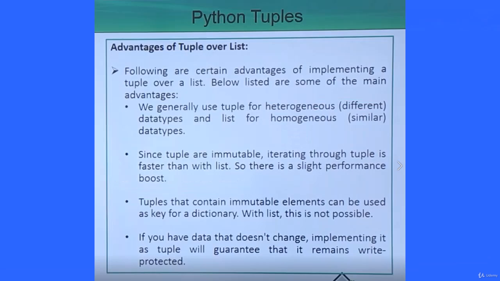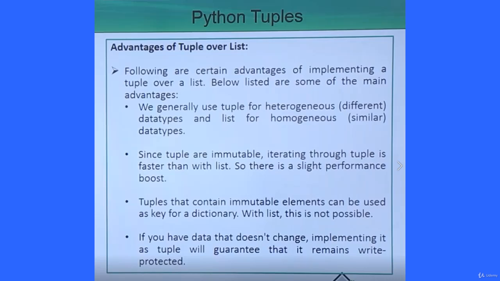Advantages of tuple over list. Following are certain advantages of implementing a tuple over a list, and below are some of the main advantages. Why should I learn tuple here? We generally use tuple for heterogeneous different data types, and the list will generally hold homogeneous data. Obviously a list can also hold heterogeneous data type elements, but in general we use list to hold homogeneous data.